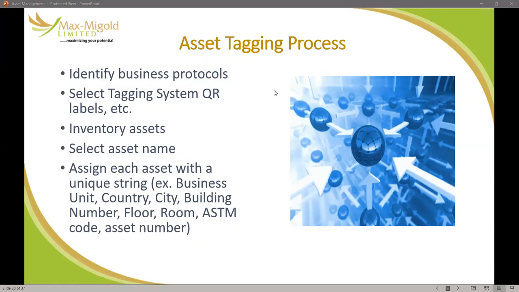So you can say, okay, all assets on floor 1 are going to bear F1. F1 generator, F1 computer, F1 table. So going through that, you know that everything you see with F1 is in room 1 on floor 1. These are all the processes you can employ when you are doing your asset tagging.